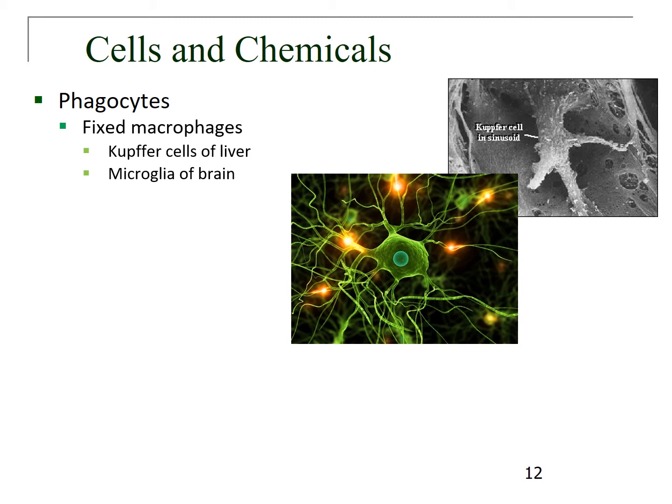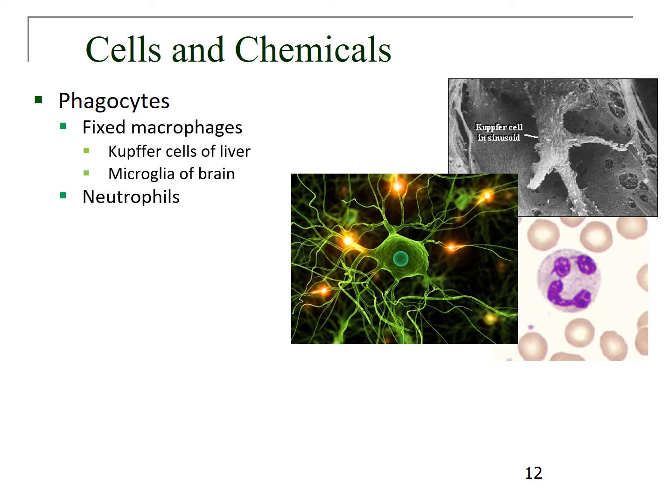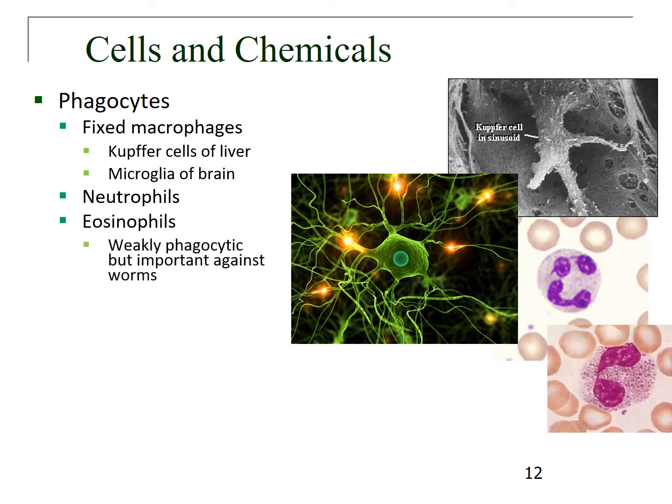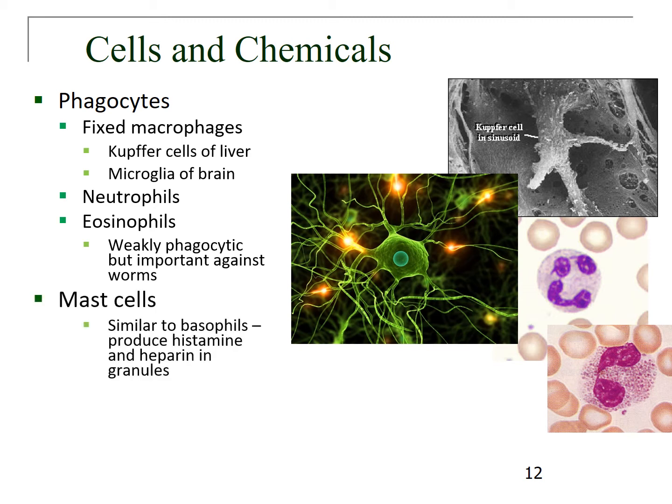Now, if you want to find cells that have a much greater antimicrobial activity, well, there are neutrophils, which are present in the bloodstream, and these are sort of the first responders to any sort of injury. You also have eosinophils, and these are weakly phagocytic, but they're mostly important against parasitic worms. And then you have mast cells, which are very similar to basophils. Now, they produce histamine and heparin in granules, and these are going to be the chemical mediators of the inflammation reaction, and we'll go into that in more detail in just a little bit.